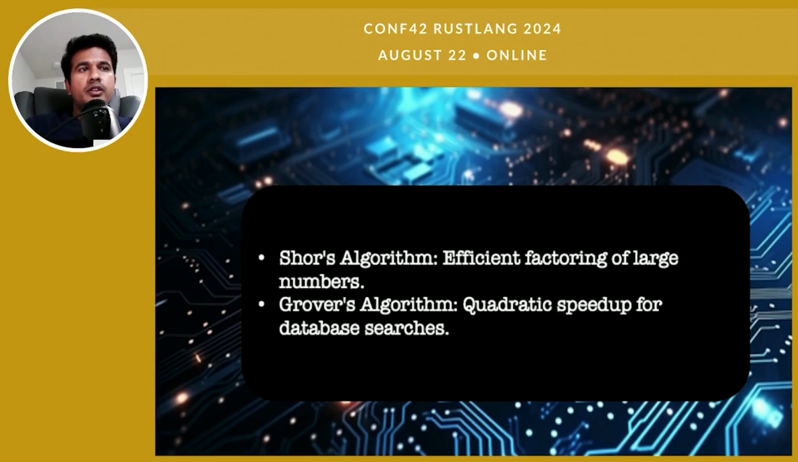Grover's algorithm. Grover's algorithm was developed by Lov Grover in 1996. This is a quantum algorithm that provides a quadratic speedup for unstructured and unsorted search problems. Some of the key points of Grover's algorithm are that it searches an unsorted database or solves problems that can be reduced to an unstructured search. For example, finding a pre-image of a hash function.